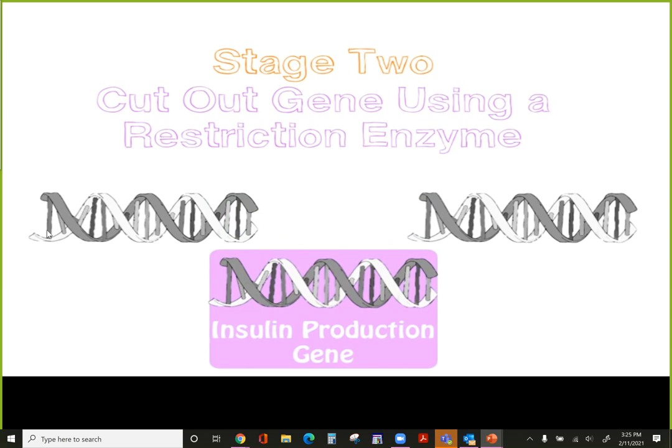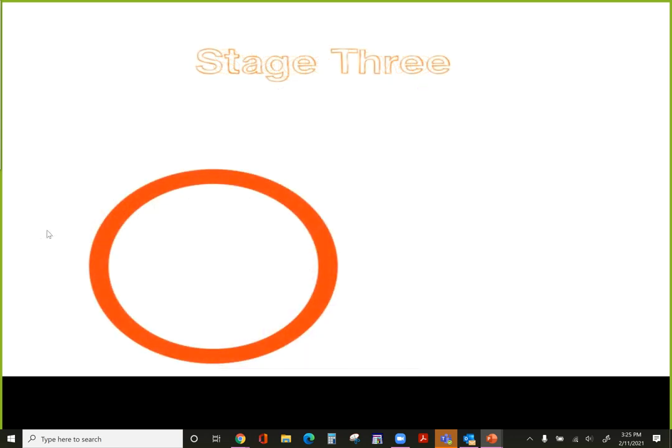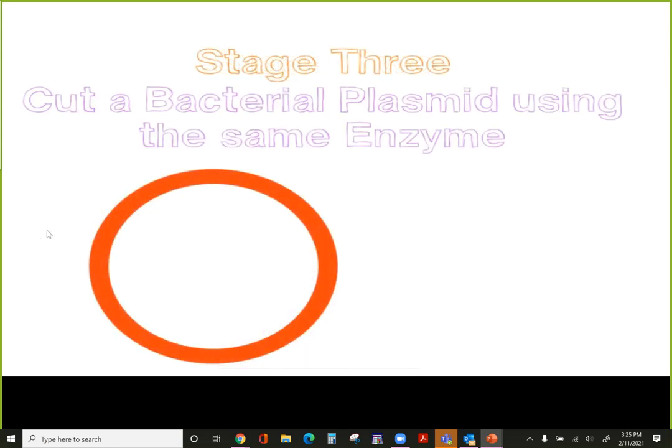So there we go, we've removed the gene for insulin production, and now we can throw away the rest of our DNA and concentrate on something else. So what we're going to do is take what's called a bacterial plasmid, a circular ring of DNA that we find in some bacteria, and we're going to cut that plasmid with the same enzyme.